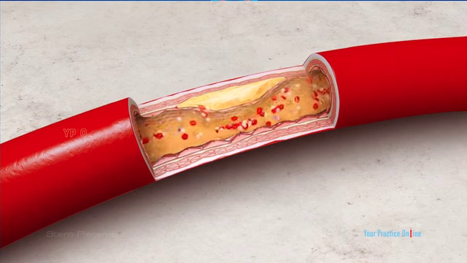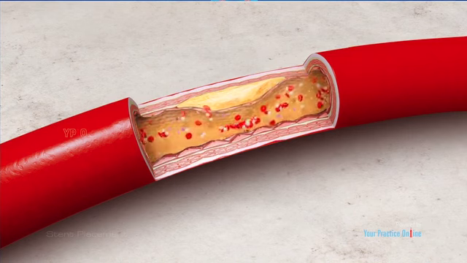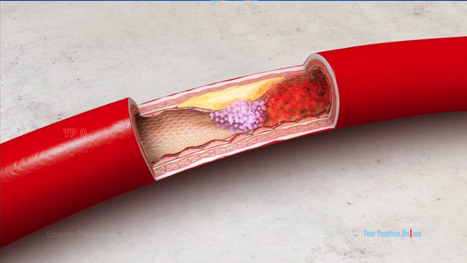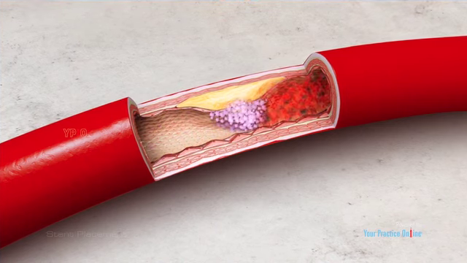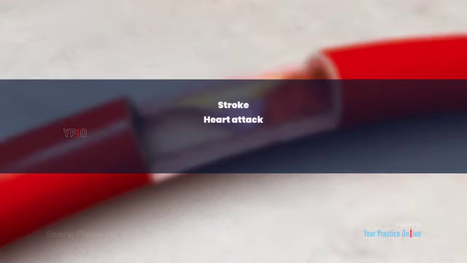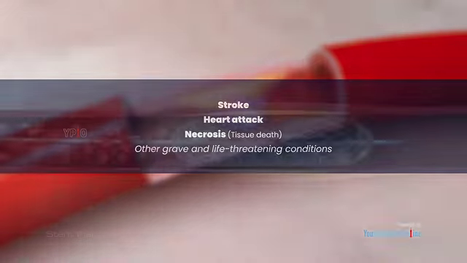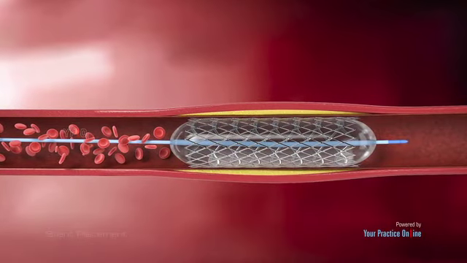condition called atherosclerosis. The plaque can cause the arteries to harden, stiffen, and narrow, reducing or completely blocking the flow of blood through them. This can cause a stroke, heart attack, necrosis, tissue death, and other grave and life-threatening conditions. Stent placement helps to prevent such fatal conditions.